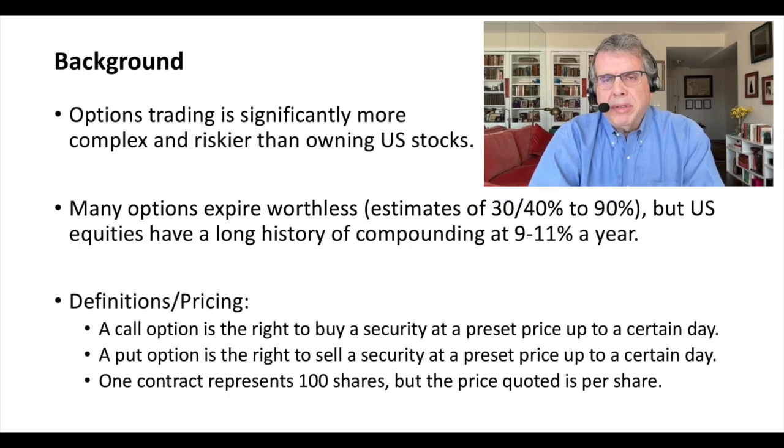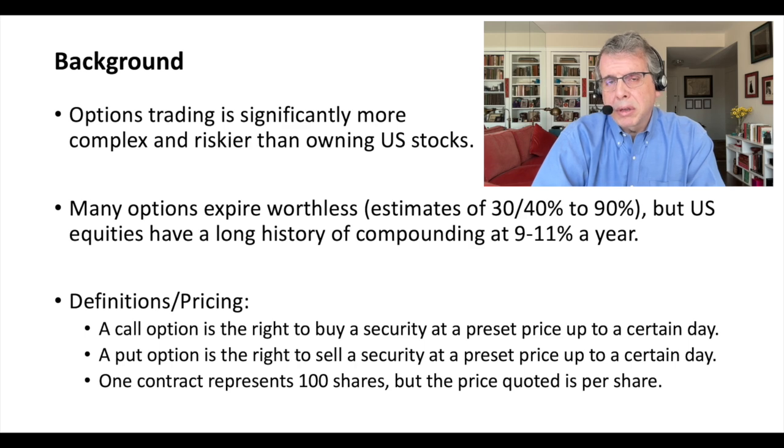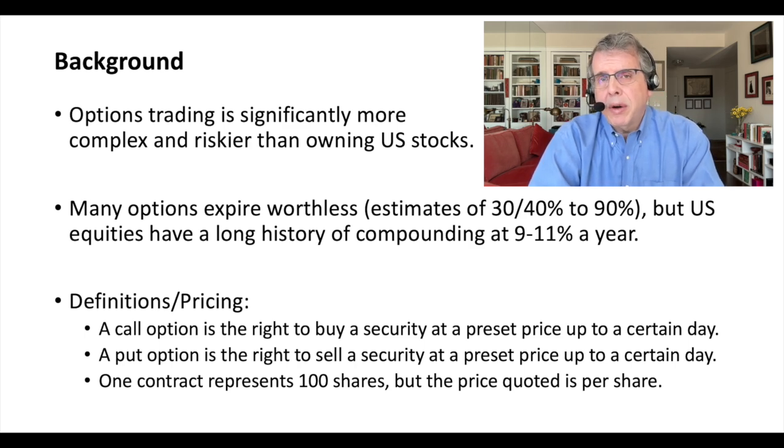The most important thing to understand about options is that they're significantly more complex and riskier than simply buying and holding U.S. stocks. Many or most, depending on the study that I've seen, equity options expire worthless. Estimates go from between 30 and 40% to as much as 90%. But U.S. equities have a really solid long-term track record of compounding at 9 to 11%. So most options expire worthless, but stocks over time do very well. And that's really important to understand.